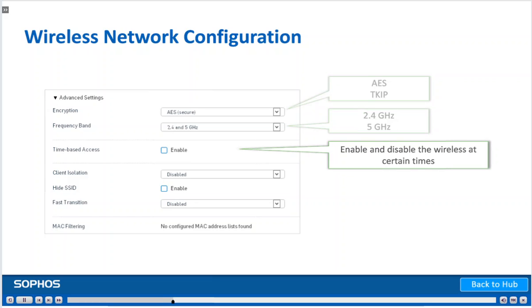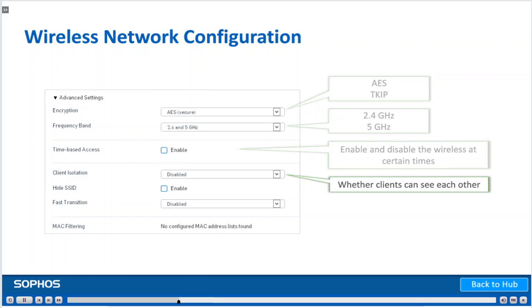Time-based access allows an administrator to turn on and off the wireless network by configuring a schedule to use. This allows administrators to limit the use of the wireless, for example, to only business hours, to ensure that unauthorized users are not attempting to connect after the workday is over.